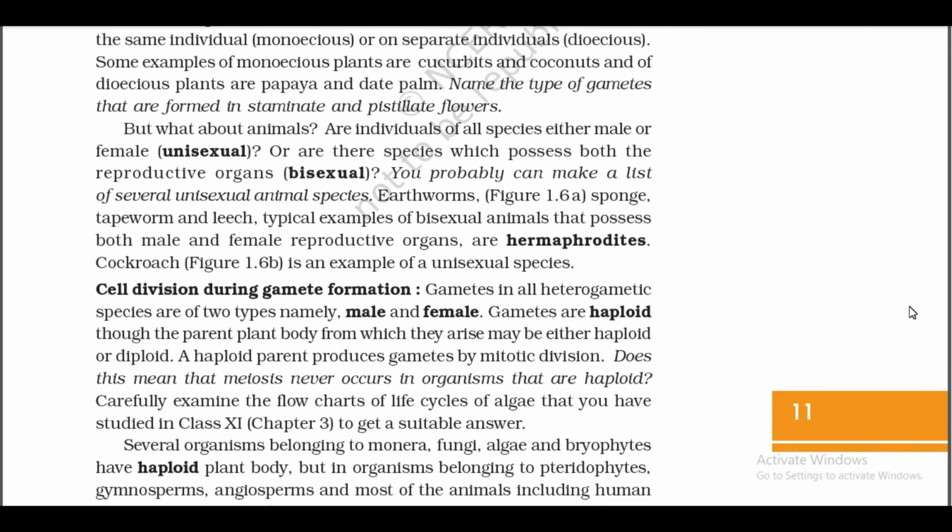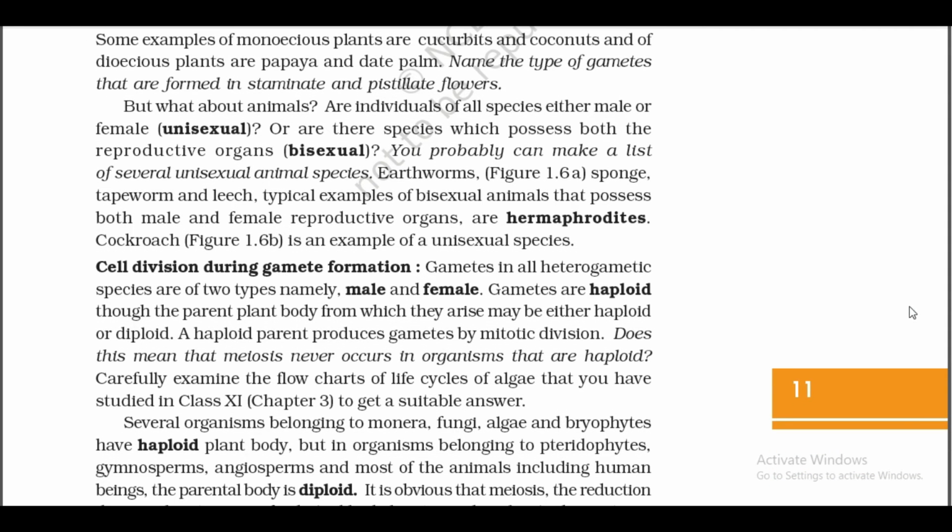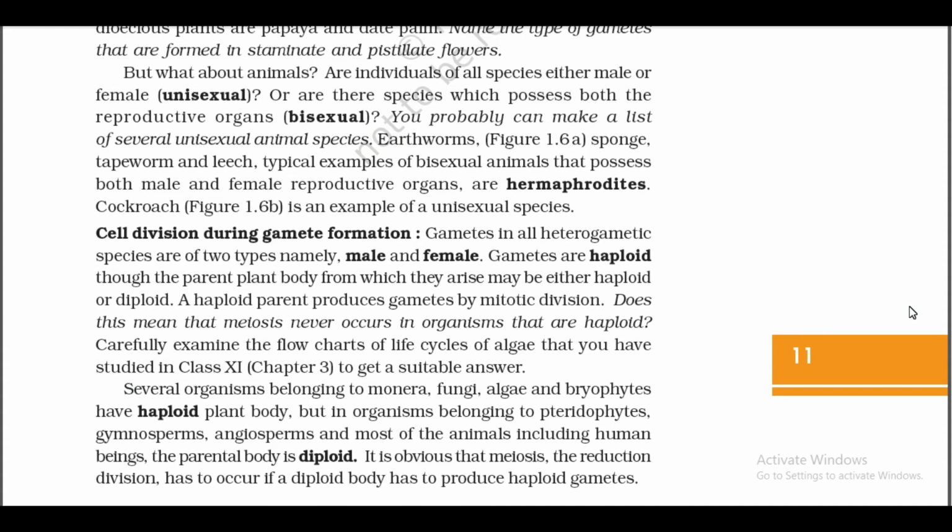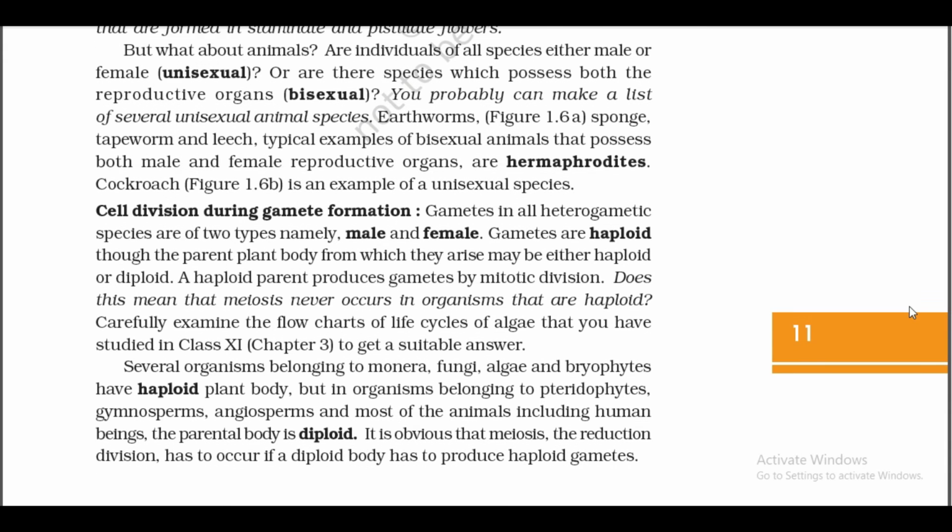But what about animals? Are individuals of all species either male or female (unisexual), or are there species which possess both the reproductive organs (bisexual)? You probably can make a list of several unisexual animal species: earthworm, sponge, tapeworm, and leech. Typical examples of bisexual animals that possess both male and female reproductive organs are hermaphrodites. Cockroach is an example of a unisexual species.